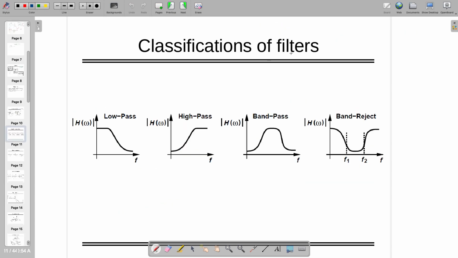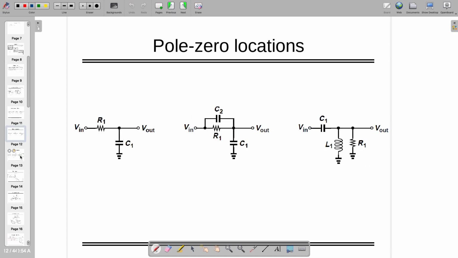Classifications of filters. We already know that low pass, high pass, band pass, and band reject, or this is band stop, or this is also known as notch filter, right? Three different filters I kept. So still we are moving with just passive components just to understand. So first one, can you tell me what kind of filter it is? Yeah, Rohit, what do you think?